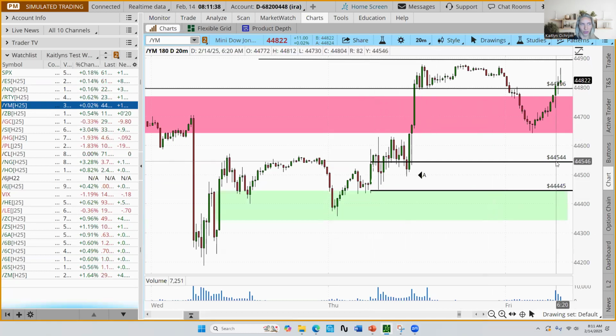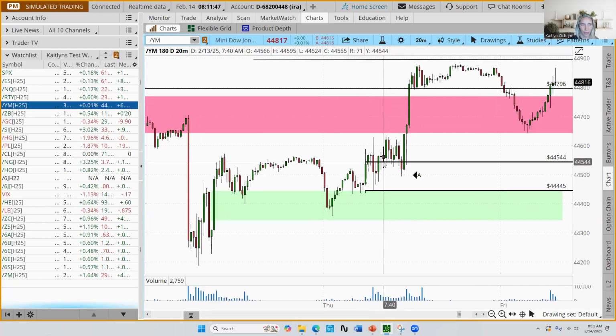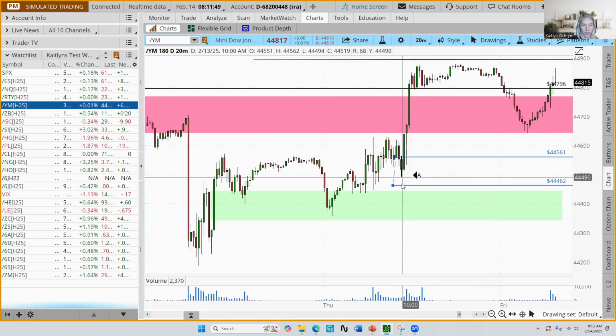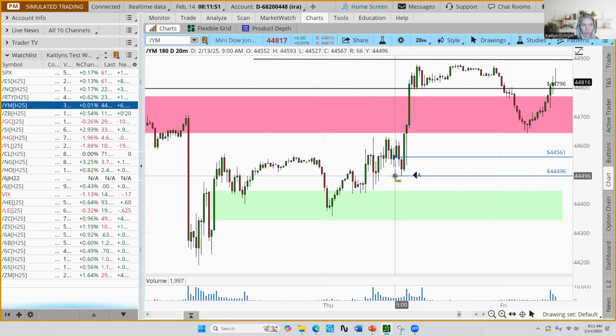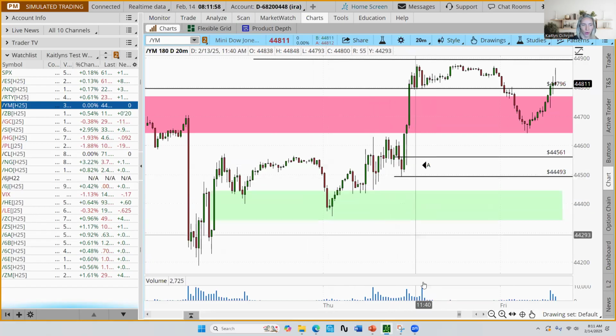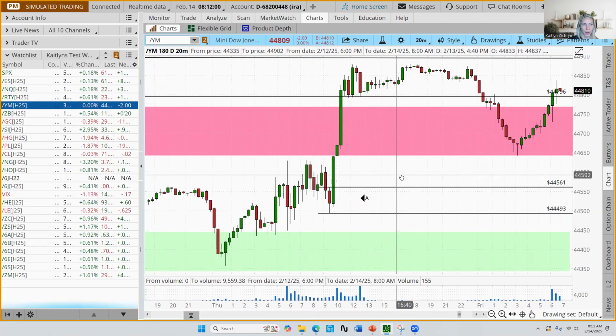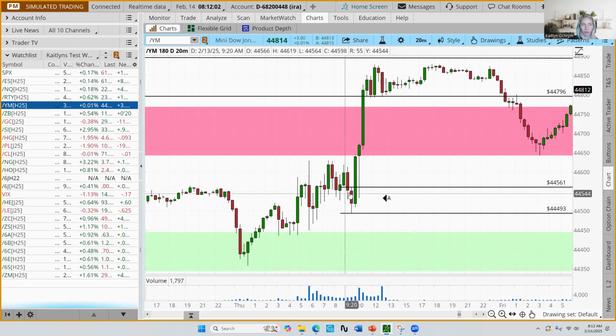So that places our entry at 44,544, stop at 44,445. Kind of a large zone. If you want to choose this wick over wick reversal, you could as well. Anyone else see an odds enhancer with that wick over wick reversal about the location? What makes this a strong zone location-wise?